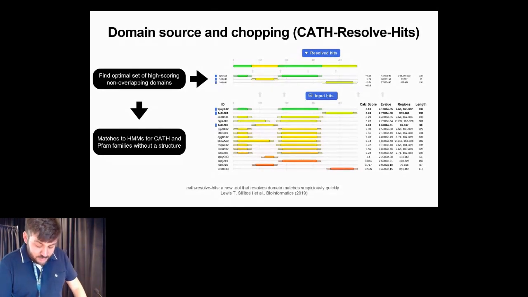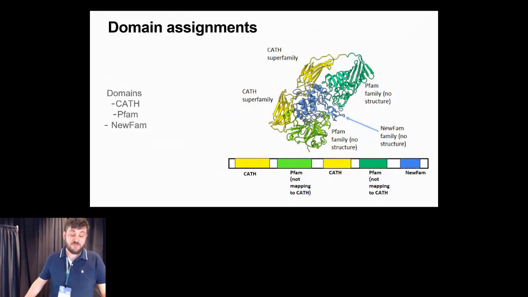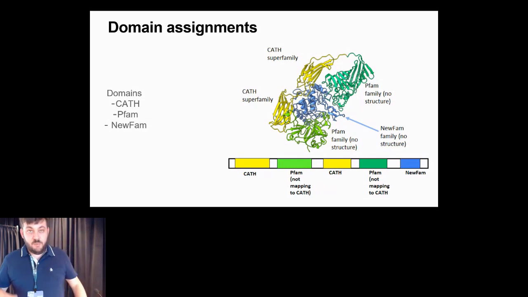So for hits on CATH, we can use the HMM hits. And for some of the PFAMs and NewFAM domains, NewFAMs are domains where we don't have a CATH assignment or a PFAM assignment. So these are things that we've never seen before. We need to come up with something that is more powerful than HMMs.